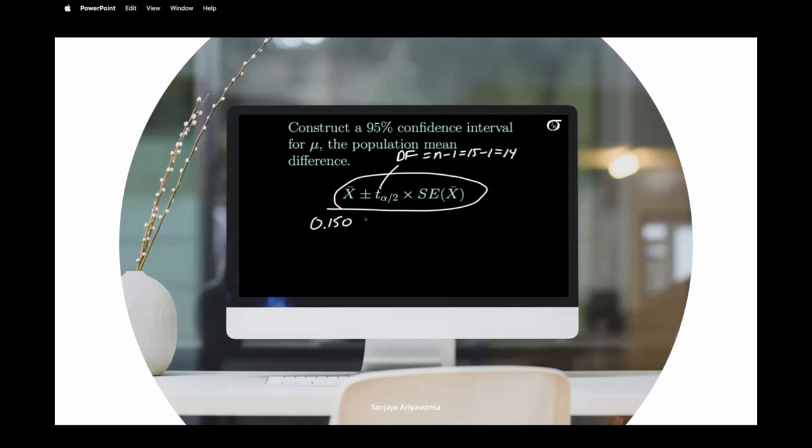X bar was 0.150 plus and minus. The computer tells me, or a table, that the appropriate t-value is 2.145. Multiply this by my standard error, and I get 0.150 plus and minus 0.11. And if I carry that subtraction out, an addition, I get 0.04 to 0.26. That is a 95% confidence interval for mu, the population mean difference, and I can be 95% confident that mu lies somewhere within that interval.